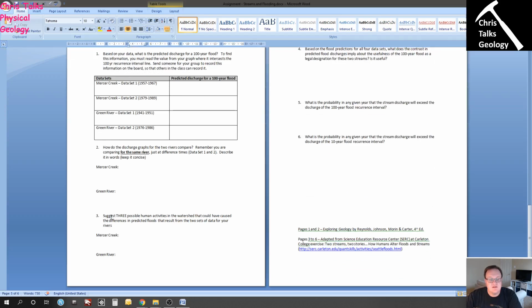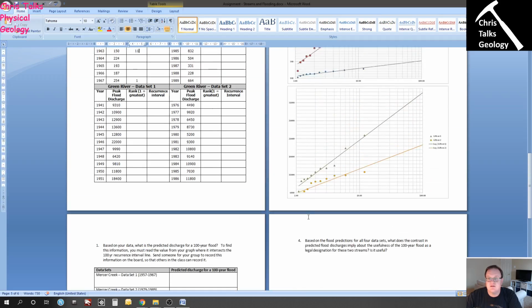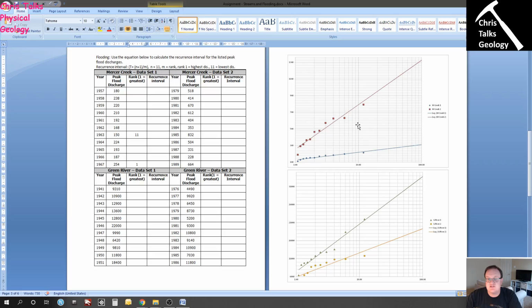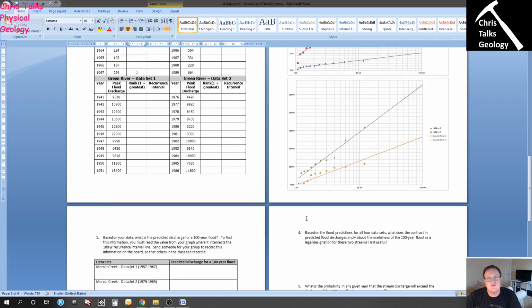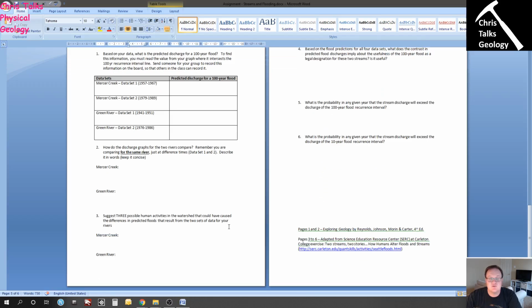Question 3. Suggest 3 possible activities for each river that could have caused the differences in the predicted floods. So for Mercer Creek, we can quite clearly see that there has been a change in the discharge between this data set here and this data set here. The question is, what could have caused this? You're going to give me 3 possible reasons as to why we've seen this change in the discharge.